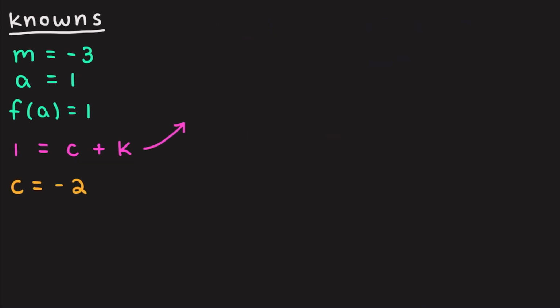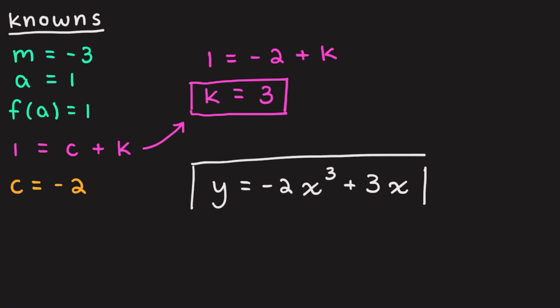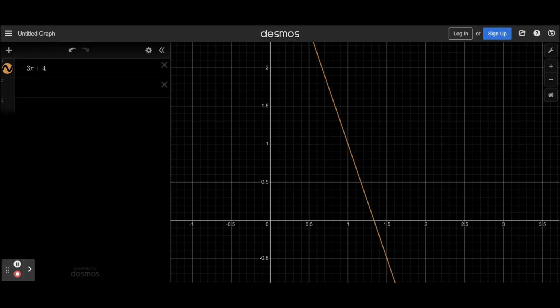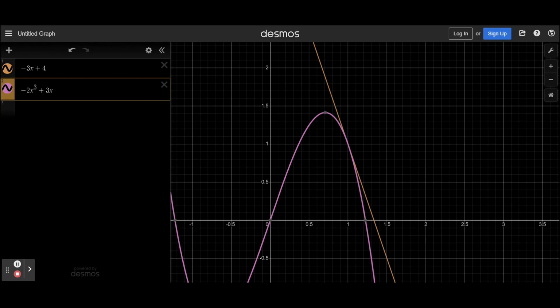We can solve for k using the equation from before. Since we know that c equals negative 2, we have only one unknown, and when we solve for it, we get k equals 3. So the original function should be negative 2x cubed plus 3x. Let's graph it though, to see if this actually works out. So I already have the tangent line graphed. Now I'm going to go ahead and enter the equation we got for the function using our c and k values. It looks correct because it's tangent at that exact point.